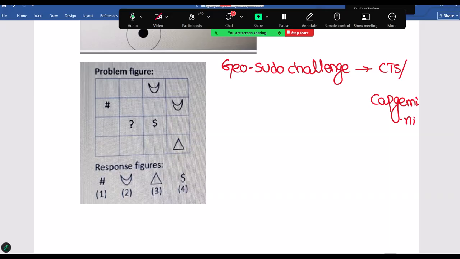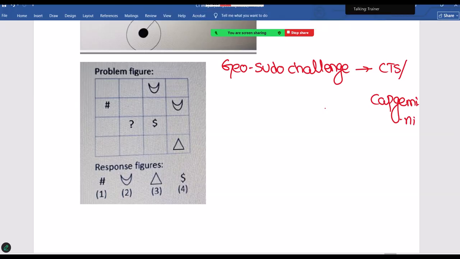Ignore the term when I mention Cognizant or some other company, but still this type of challenges they are asking. Now see here what the rule is: row wise, dollar cannot come.